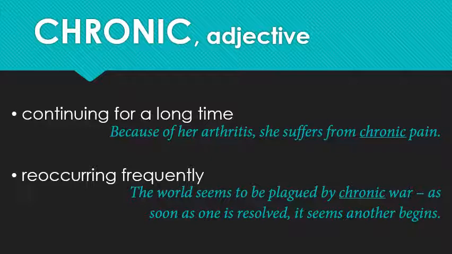The second sentence: the world seems to be plagued by chronic war. As soon as one is resolved, it seems another begins. So again, repetition. Either a long time or it keeps coming back.